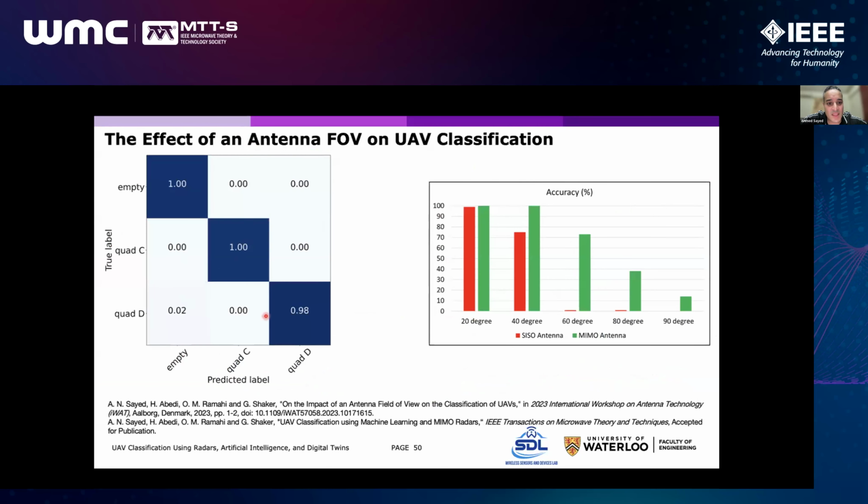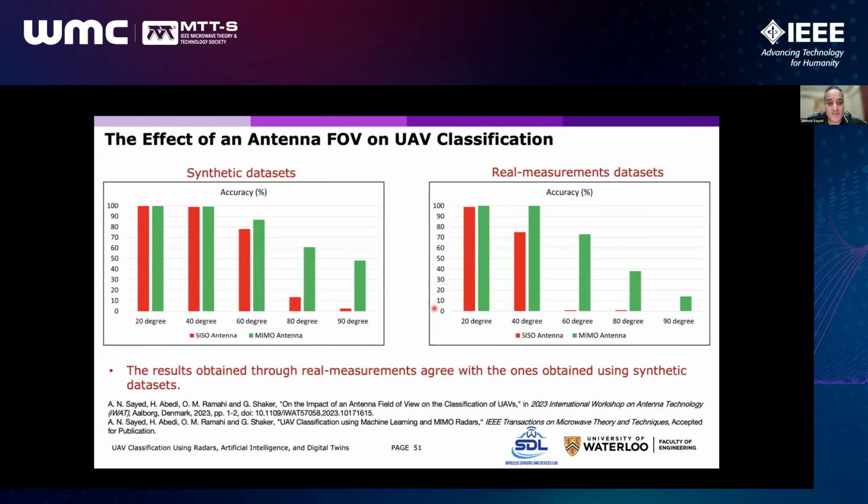This is a confusion matrix at an angle of 0 degrees. And this is when you apply the trained model on different angles. It can be shown that the results obtained through real measurements agree with the ones obtained using synthetic datasets.